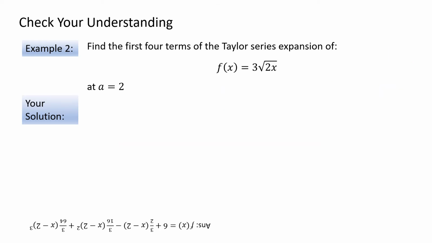Okay, so our second example: find the first 4 terms of the Taylor series expansion of f of x equals 3 times the square root of 2x at a equals 2.